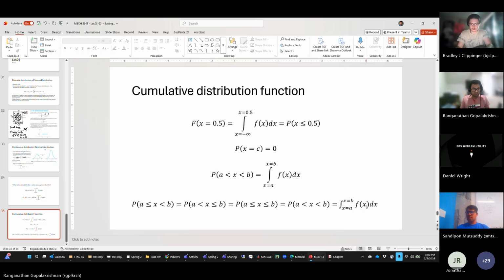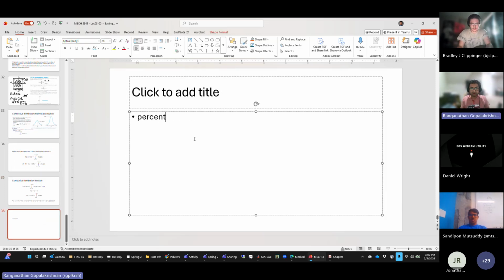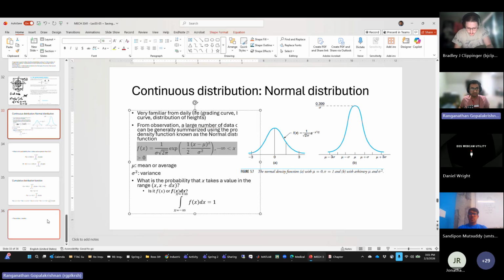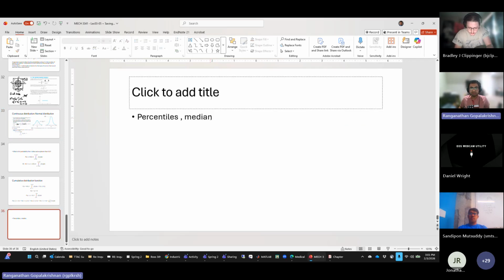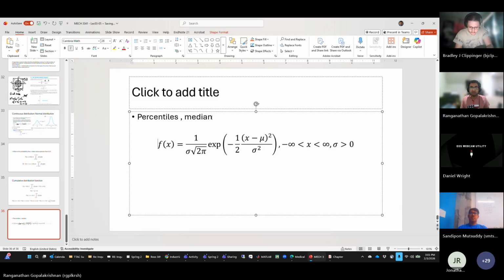Okay, all right. So now you also know this, right? You also know percentiles. We already talked about those, and you also know about median. Okay, now I want to talk about this function here.